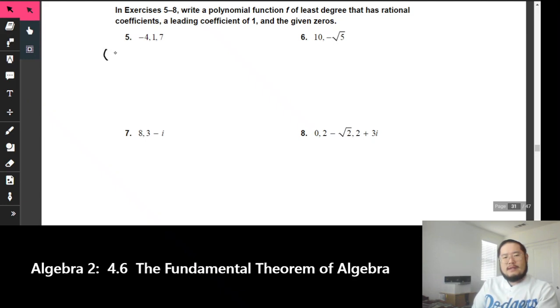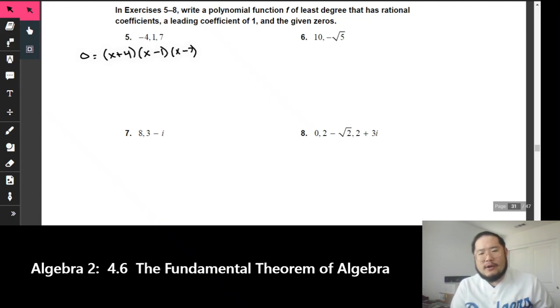Well, in order for me to get negative 4, x plus 4 has to be my binomial. Because remember, if I set this equal to 0, that will make this one of my solutions of negative 4. So how am I going to get positive 1? I'm going to have a binomial of x minus 1. In order to get 7, x minus 7.